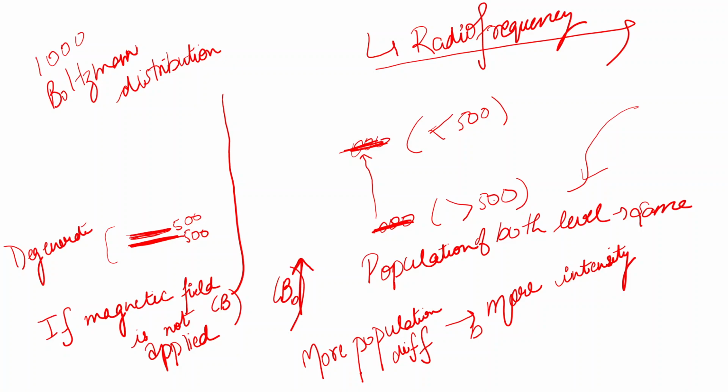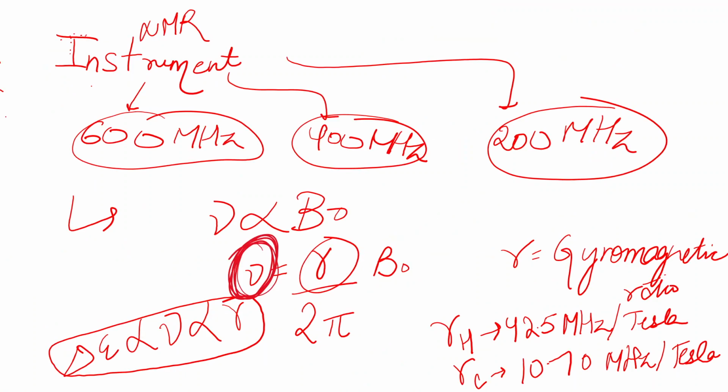Then we discussed Boltzmann distribution and how you can judge NMR sensitivity. We can tell on the basis of nuclei. Suppose proton, it has a higher natural abundance, so it is more sensitive. Or we can see on the basis of instrument. Suppose in some institute there is a 600 megahertz instrument and in another institute it is 400 megahertz. So the institute which has more frequency, like 600 megahertz, will have the more sensitive instrument.